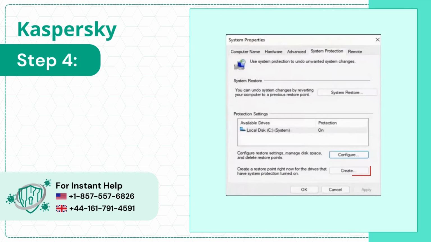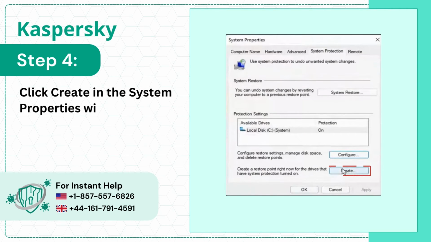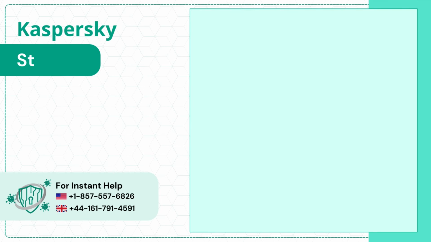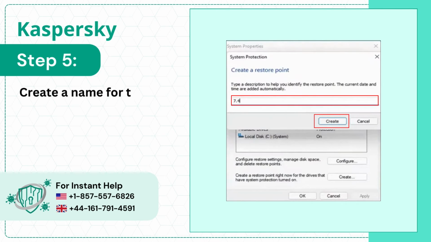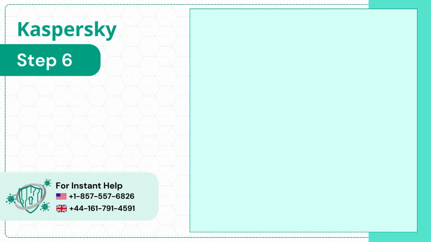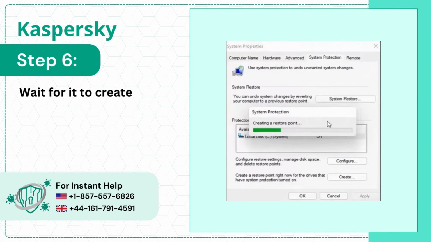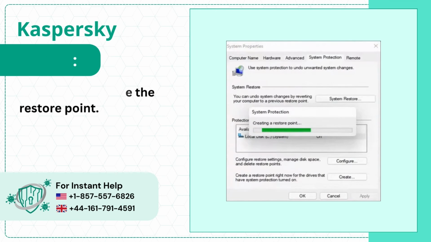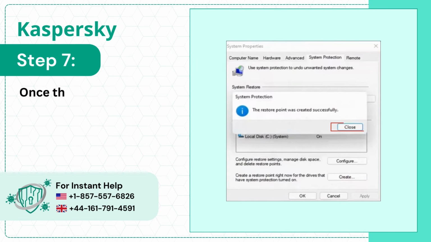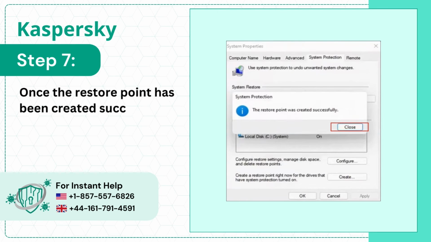Step 4. Click Create in the System Properties window. Step 5. Create a name for the restore point, then click Create. Step 6. Wait for it to create the restore point. Step 7. Once the restore point has been created successfully, click Close.